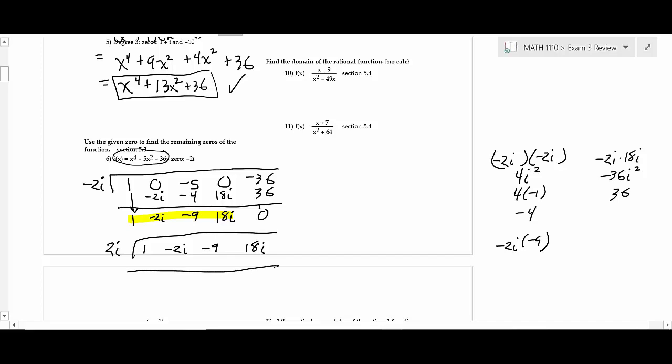Okay, so we repeat the process again here. So bring down the 1, multiply, that's 2i. Add the column, that's 0. This one's a little easier. Multiply, that's 0. Add the column, that's negative 9. Multiply, that's negative 18i, so you have a remainder of 0. So right now we have our second 0 is 2i. We already knew that. Okay, now what do you do?